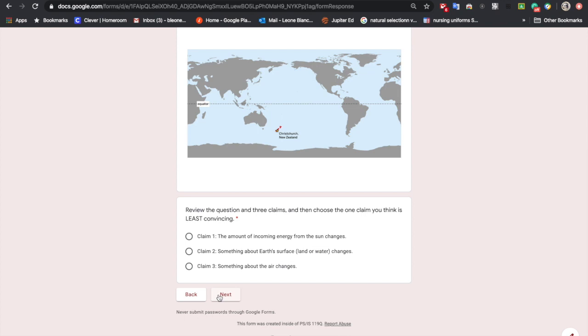And this is mostly an opinion question. And what we're trying to figure out is which one seems the least likely? Which one seems the least likely to be the answer to why the temperature changes? Claim 1, the amount of energy from the sun changes. Claim 2, the amount of Earth's surface, land or water changes. Or claim 3, something about the air changes.